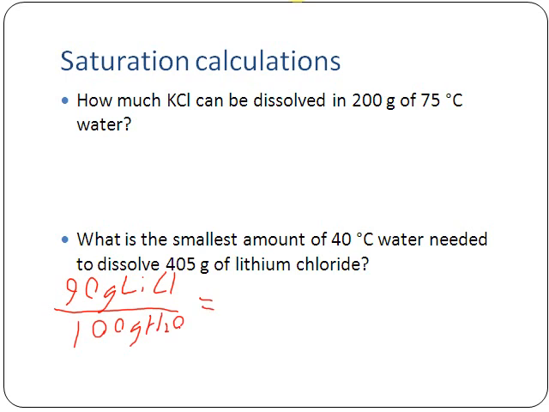And I'm going to set this equal to what I have here. It says I want to dissolve 405 grams lithium chloride. So that's the amount of solute up here, 405 grams lithium chloride. And I want to find how much water. Well, this is per 100 grams of water here, so I'm going to put this over x. And so once again, I'm going to do my nice little cross multiplication here, multiply the x up top, multiply the 100 up here.